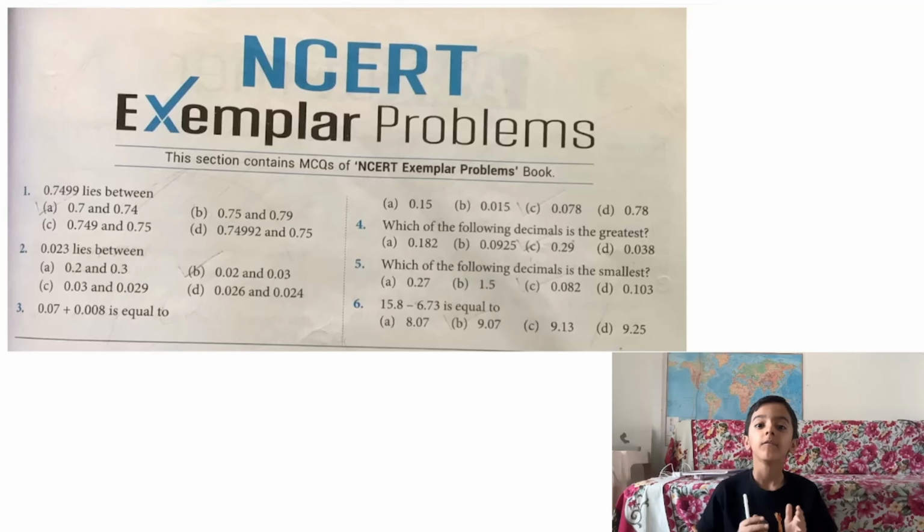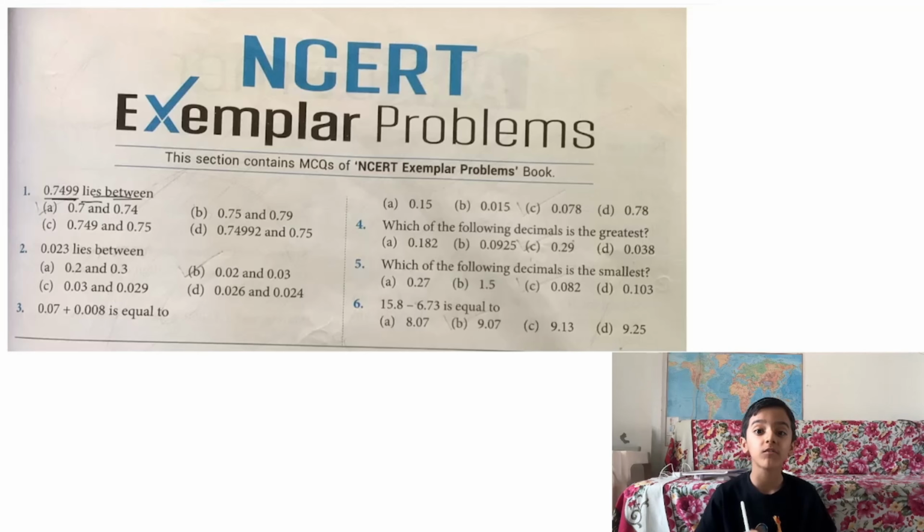Hi, today we'll practice some NCERT exemplar problems based on decimals. Let's start with the first question. The question is: 0.7499 lies between which two numbers?